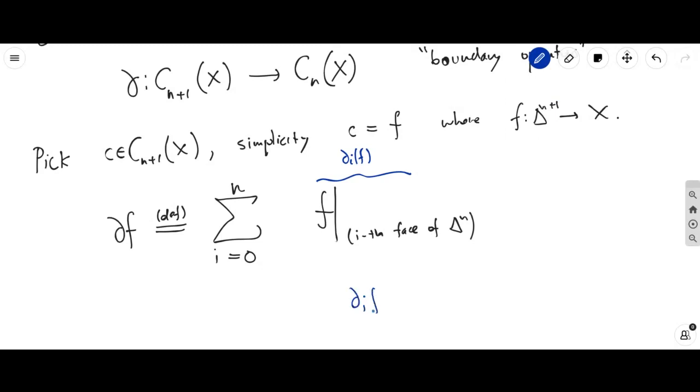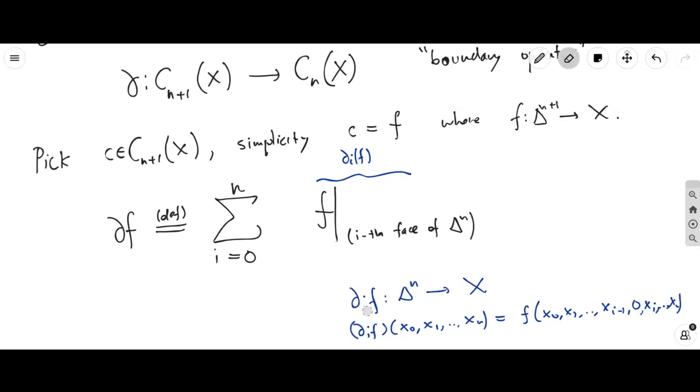So delta i of F is a mapping from the n simplex into X, where, applied to a point, you take the original function and you set the ith coordinate equal to 0. So it'll be x0, x1, up to x i minus 1, you set the ith coordinate equal to 0, and then you continue until xn. That's the way you do it. This is what you call the ith face. It's sometimes denoted like this. The dimension goes down by 1. So that's the way that it works.